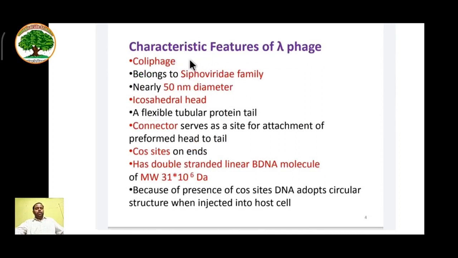It is a coliphage, that is, it infects coli bacteria. It belongs to the Siphoviridae family. Its size is nearly 50 nanometer diameter. An icosahedral head is present. It has a flexible tubular protein tail. The connector serves as a site for attachment of the tail to the head. There are cos sites on either end of the DNA of the lambda phage genome. It has double-stranded linear DNA, in B form, with a molecular weight of about 31 x 10^6 daltons. Since there are cos sites, it adopts a circular structure when injected into the host cell.